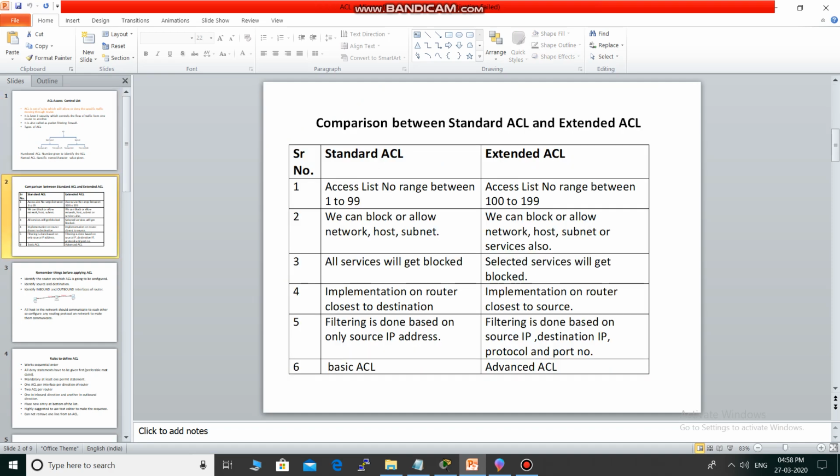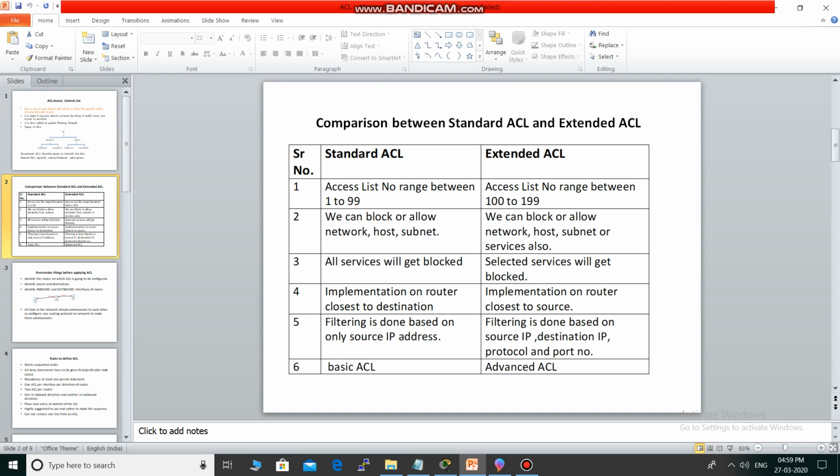Let us see the comparison between standard ACL and extended ACL. In standard ACL, the access list number ranges between 1 to 99, and on the other hand in extended ACL, the access list number ranges between 100 to 199. The second comparison states that we can block or allow network, host and subnet in standard ACL, but in extended ACL we can block or allow network, host and services also. So services can be blocked in extended ACL, so this is called advanced ACL.